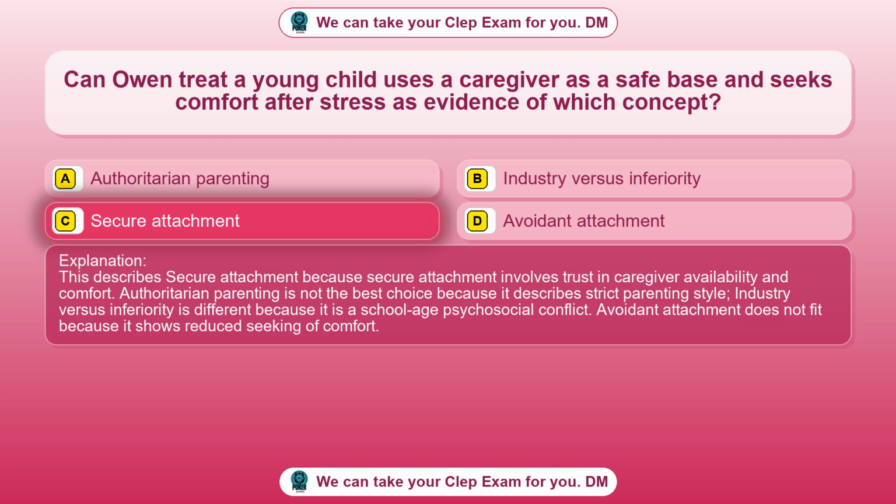This describes secure attachment because secure attachment involves trust in caregiver availability and comfort. Authoritarian parenting is not the best choice because it describes strict parenting style. Industry versus inferiority is different because it is a school-age psychosocial conflict. Avoidant attachment does not fit because it shows reduced seeking of comfort.